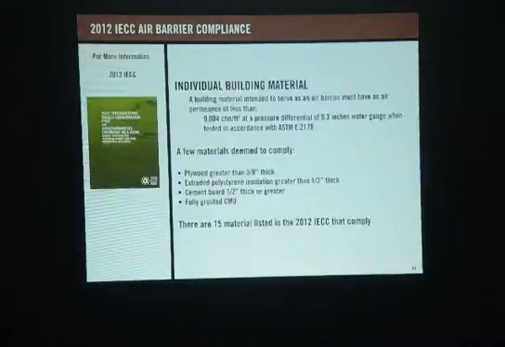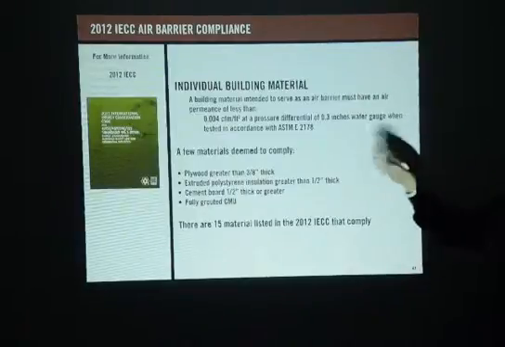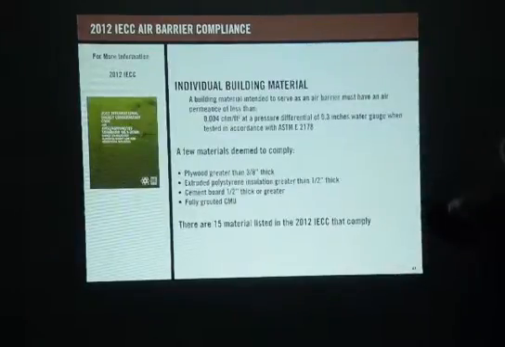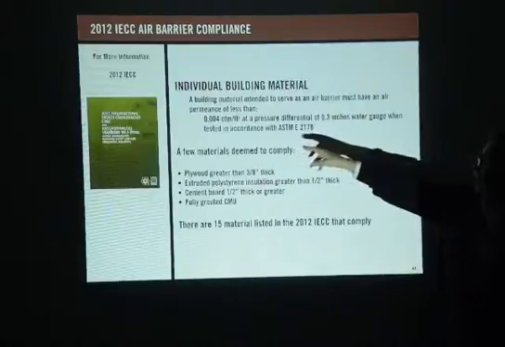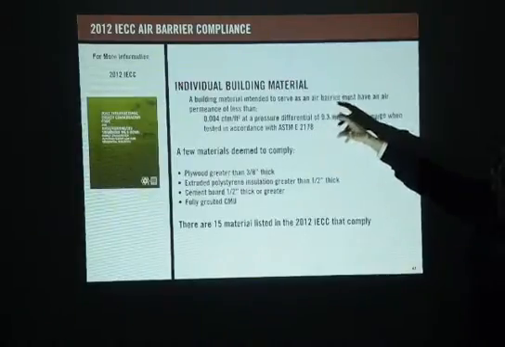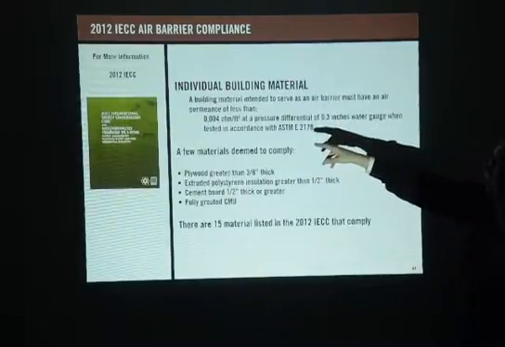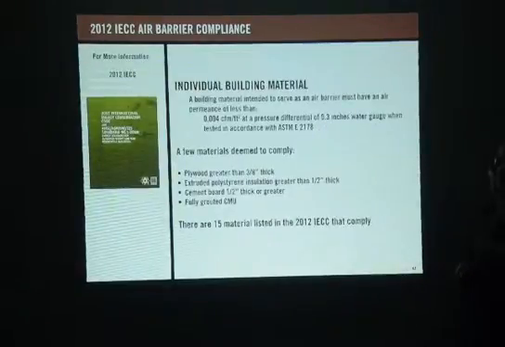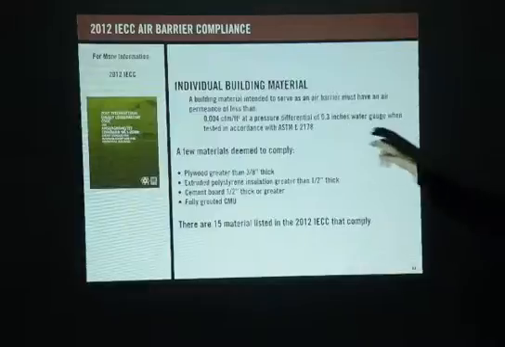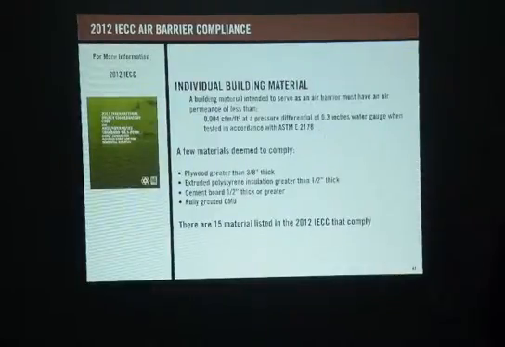The individual building material intended to serve as an air barrier must have an air permeance. This is where there's permeation, okay? We want air to get through a surface from one side to another. We don't want it to be cut off. The air permeance for the individual building material should be less than 0.004 of a cubic foot per square foot, as far as the differential, and this is in accordance with ASTM.